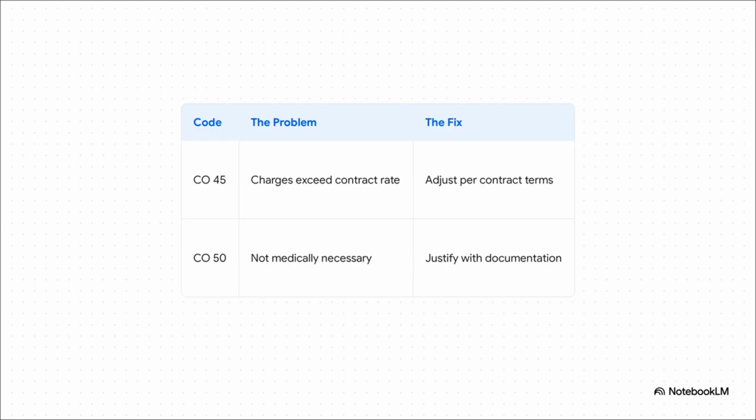CO45 is pretty black and white. You billed for more than the agreed upon rate in your contract. The fix is just as simple. Adjust the charge down to what the contract says. But CO50, this is one of the toughest ones to fight. This is the payer saying they don't think the service was medically necessary. To turn this one around, you need to arm yourself with compelling clinical documentation that proves the treatment was justified.